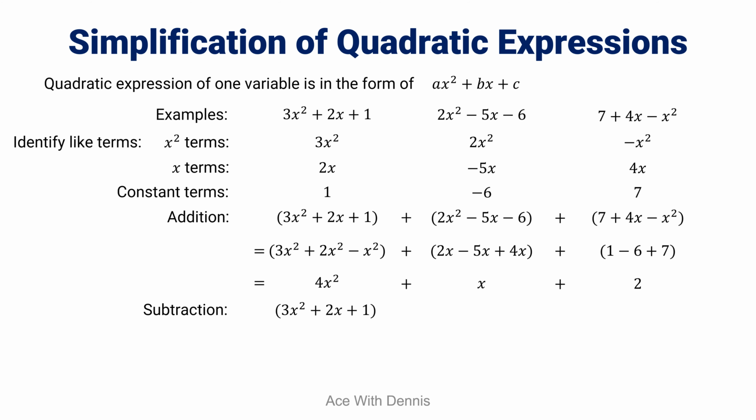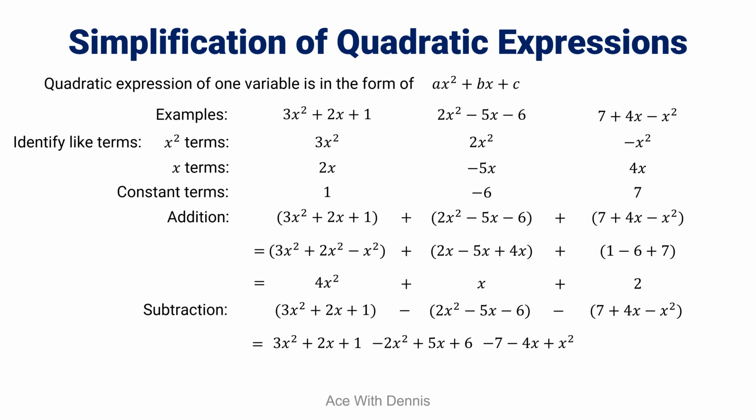If we want to perform subtraction, then we get 3x squared plus 2x plus 1 minus bracket 2x squared minus 5x minus 6 minus bracket 7 plus 4x minus x squared. So the next step, we need to expand the brackets, and we get 3x squared plus 2x plus 1 minus 2x squared plus 5x plus 6 minus 7 minus 4x plus x squared.